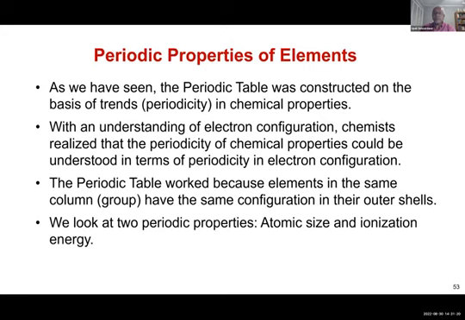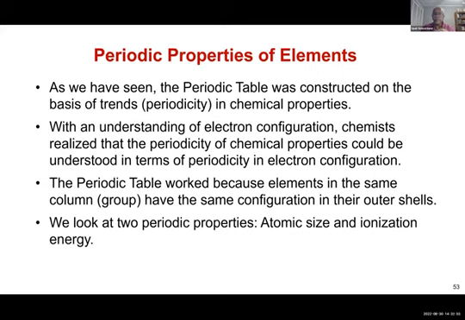It is constructed in a way based on electronic configuration, and they show periodic properties of physical and chemical properties: melting point, boiling point, and the chemical properties. With the understanding of electron configuration, we can explain the chemical properties in terms of electronic configuration in the periodic table.